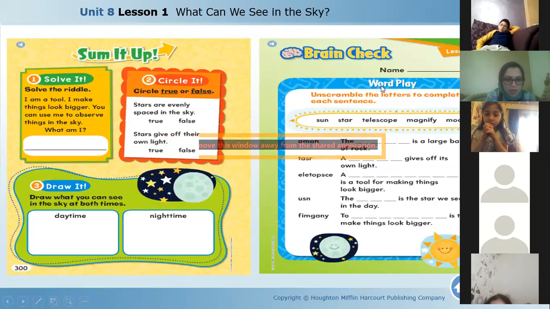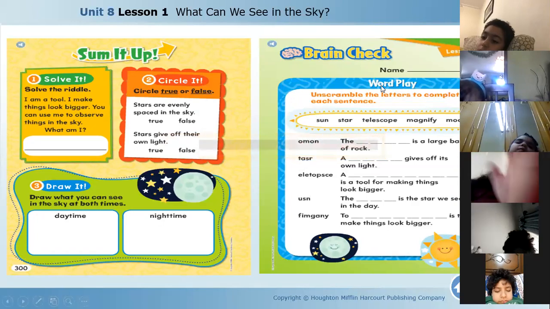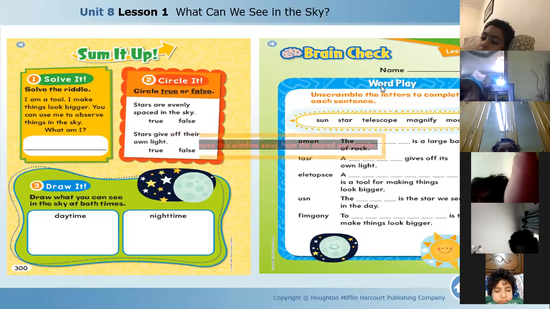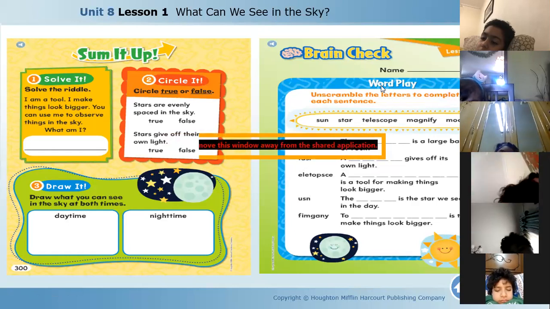Salim Taimur, a blank gives off its own light. Star or moon? What gives off its own light? Star. Star, excellent. Superstar.